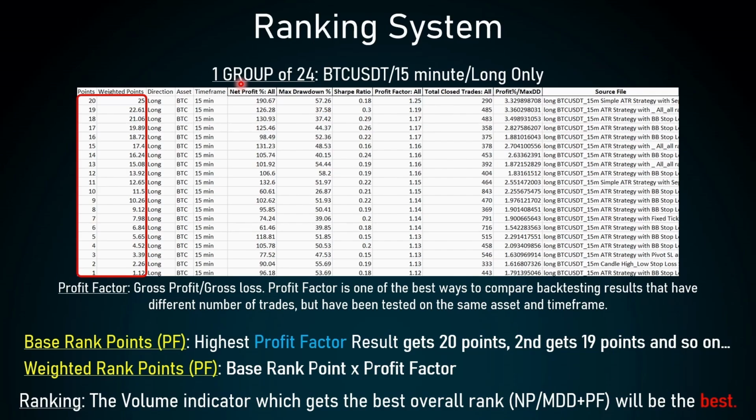So I will go over all the 24 groups and give points to the best performing backtest results. Now there is a slight twist here that I did not do before. Besides the profit factor, we will also consider the net profit divided by the max drawdown. I use this value to create my best optimizations, and the higher this value is, the better a strategy's performance is. So we will give out points for the base rank decided by the profit factor. So based on profit factor we will give out base rank points and weighted rank points. And based on the net profit divided by maximum drawdown, we will also give out another set of base rank points and weighted rank points.